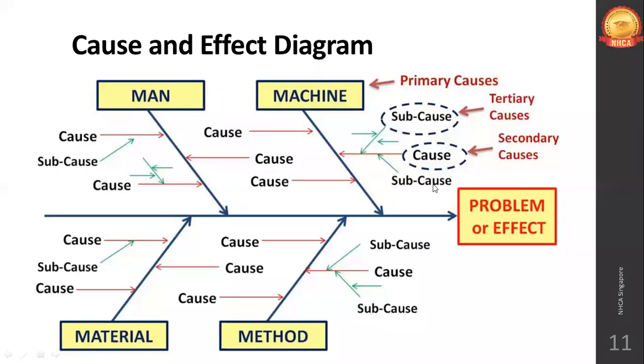Yeah, the engineering team did not do a regular check. That will come under man. Regular maintenance not done will come under method. From the machine's point of view, you have to get technical.